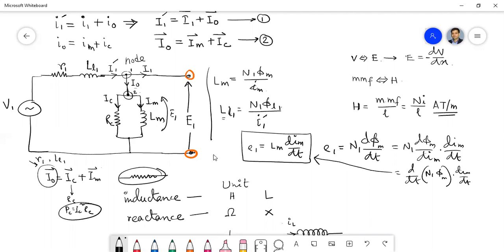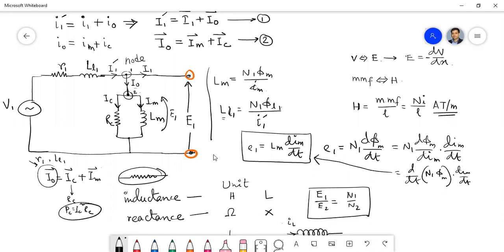Now, if we can remember, what is E1? E1 by E2 is equal to N1 by N2. Can you remember this expression? This is a very basic expression of voltage ratio or turns ratio, isn't it? We all have this expression.